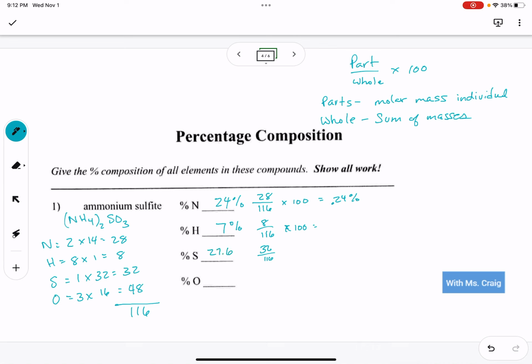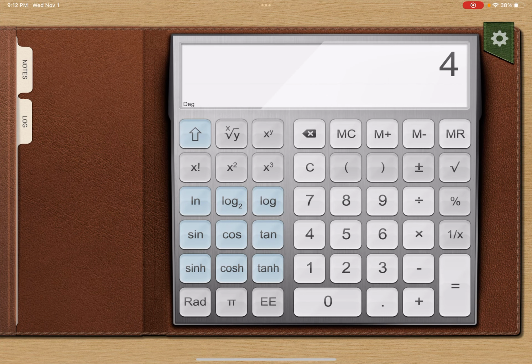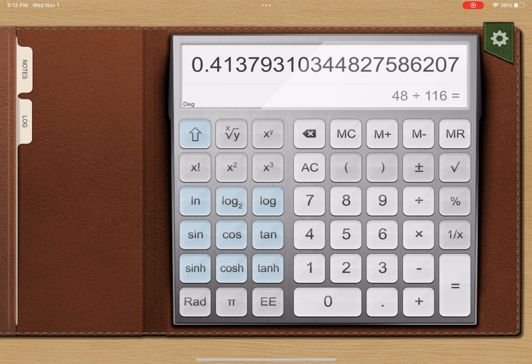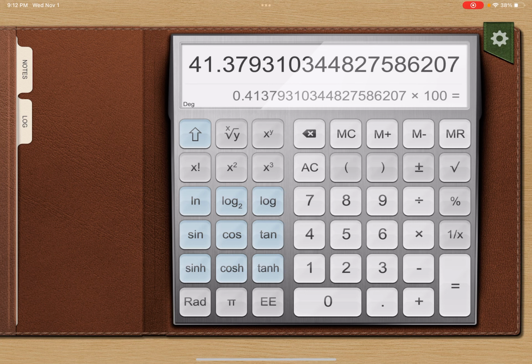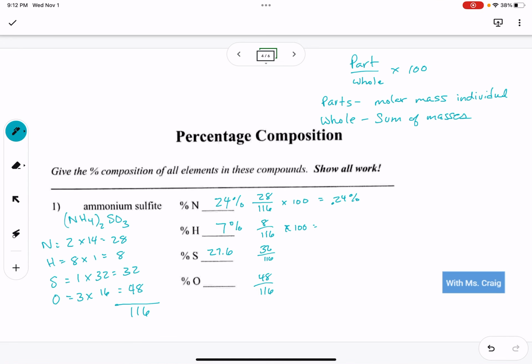And then oxygen will be 48 out of 116, times 100. That's 41.4. Okay, so that's approximately the right answers. We can check it to see if it adds up to 100, but that's a general way of solving that.